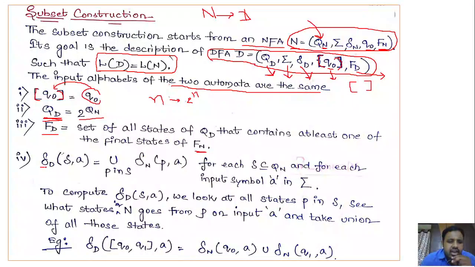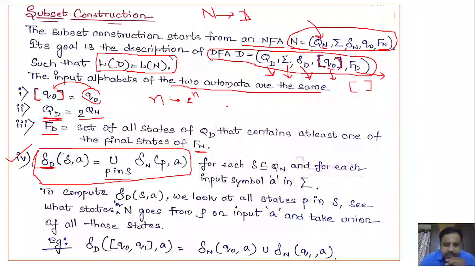Now, delta D is nothing but the transition function in the DFA. Here, delta D of S comma A, where S is a state in the DFA and A is the input symbol, is equal to the union over P in S of delta N of P comma A. This is the transition function that we write in the case of DFA. Let us understand why we write it like this.